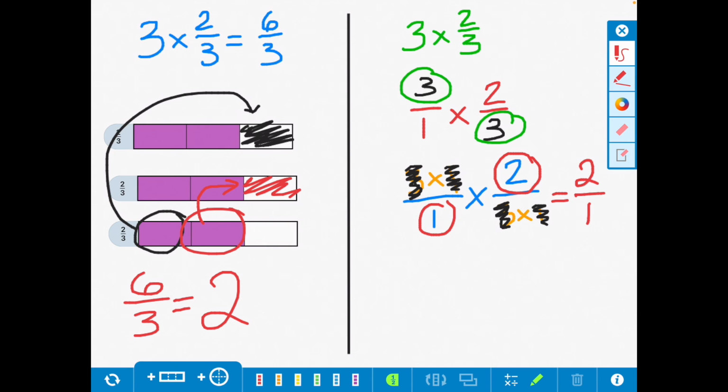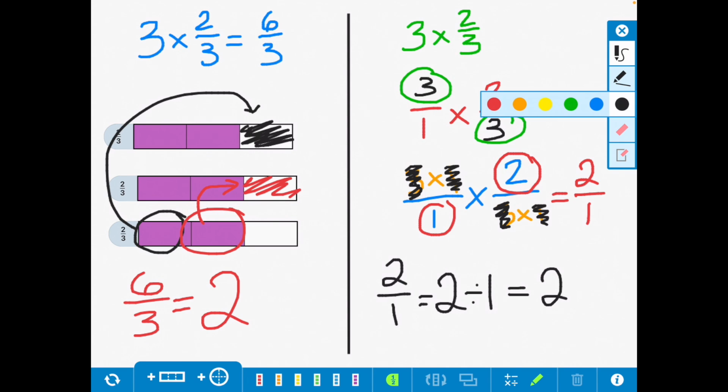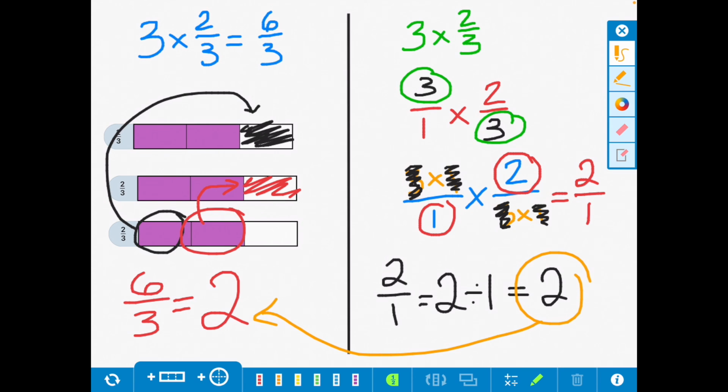This is 2 wholes. Another thing that your 4th and 5th grade teachers might have taught you is that 2 on top of 1 is the same as 2 divided by 1. So how many 1s are in the number 2? How many wholes are in 2 wholes? And the answer is 2. All 3 of these are the same. And again, I want you to notice this is the same as the answer we got on the other side.